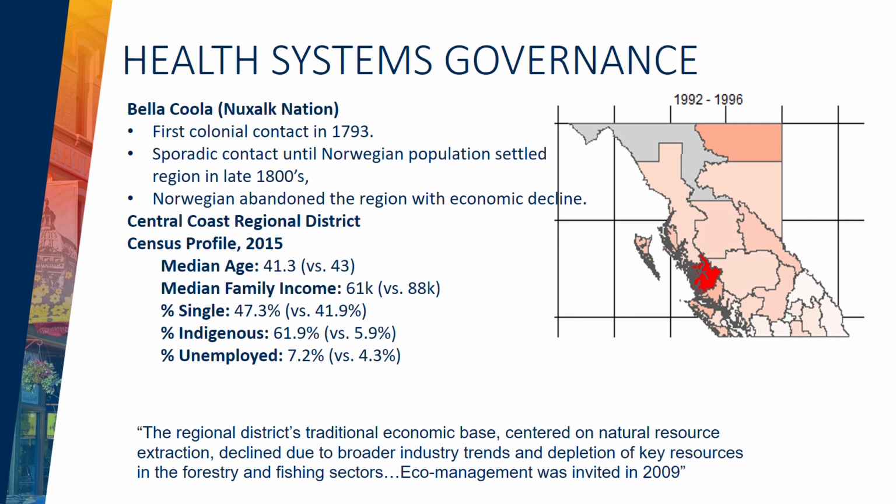I think one of the most striking findings of looking at the Central Coastal Regional District is looking at the percent of people who are Indigenous or identify as Indigenous on the census. As what we see is 61.9% of people in the Coastal Regional District identify as Indigenous versus 5.9% for the province overall. And for me, this tells me something about the regional district that we're looking at. And it tells me something about what the governance structure is doing for Indigenous people.